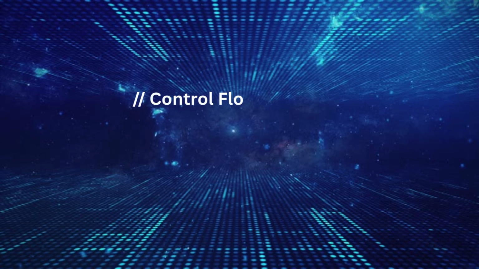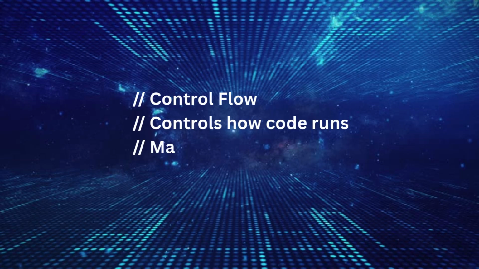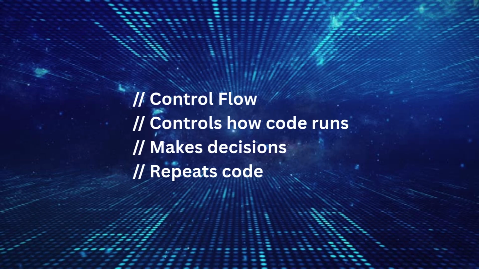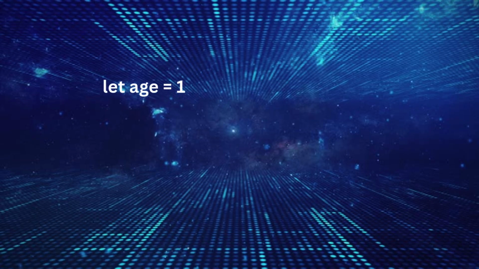Control flow means controlling the order in which our code runs. Sometimes we want code to run only when a condition is true. Sometimes we want code to repeat again and again. For this, JavaScript provides conditional statements and loops. Let's start with the if statement.